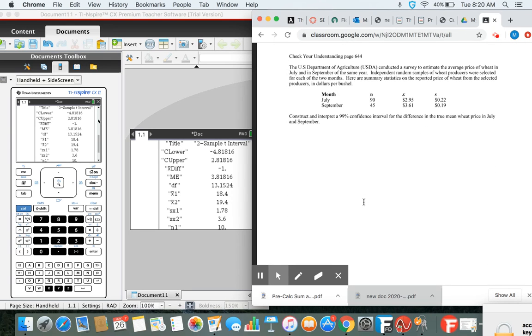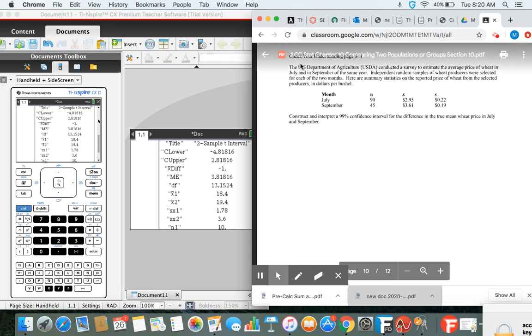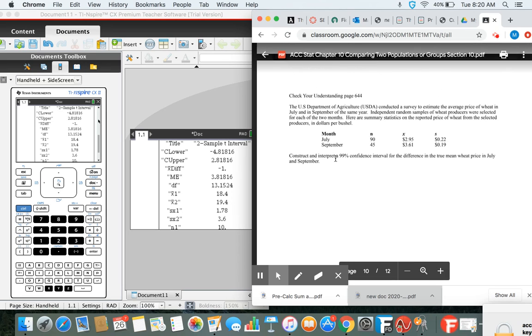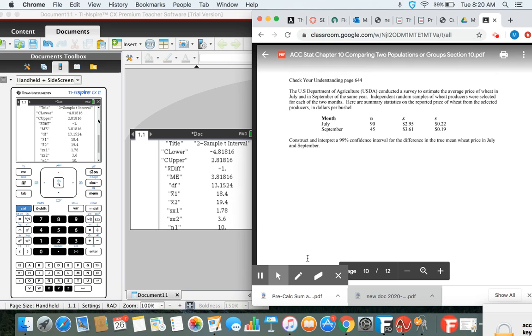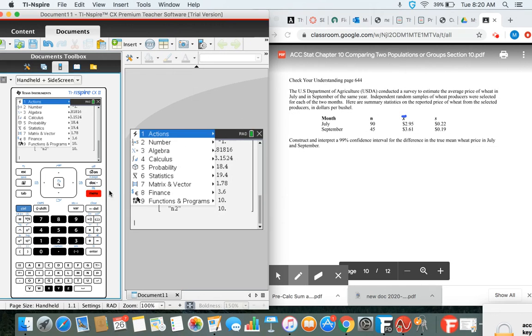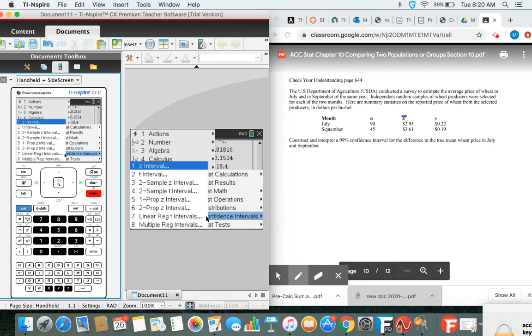All right, so I want you to try the same thing that we just did for this problem. Construct and interpret a 99% confidence interval. So try this problem. It's on page 10 of your notes. You have the stats here: your sample size, your x bar, so your sample means, and your standard deviation. So you have the values that you would need to plug in, just like I did here, by going to menu, 6, 6, 4.